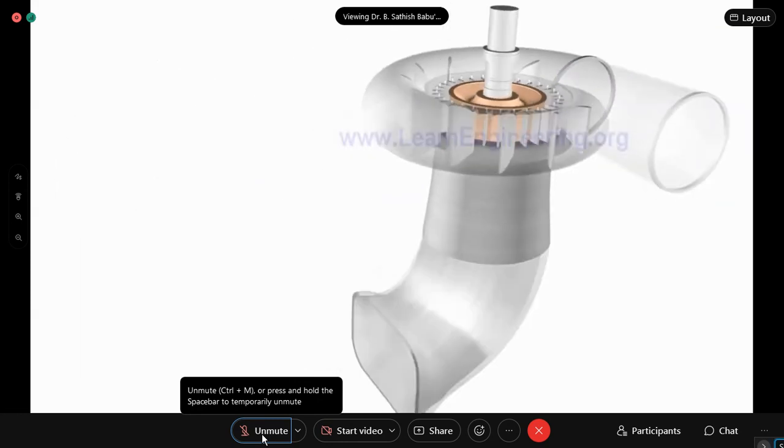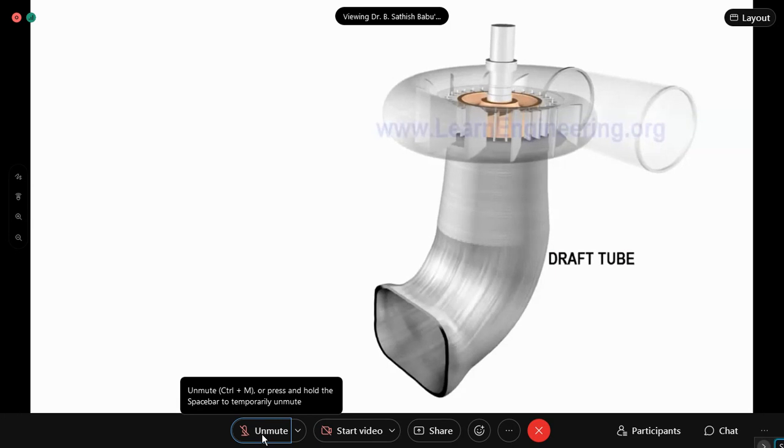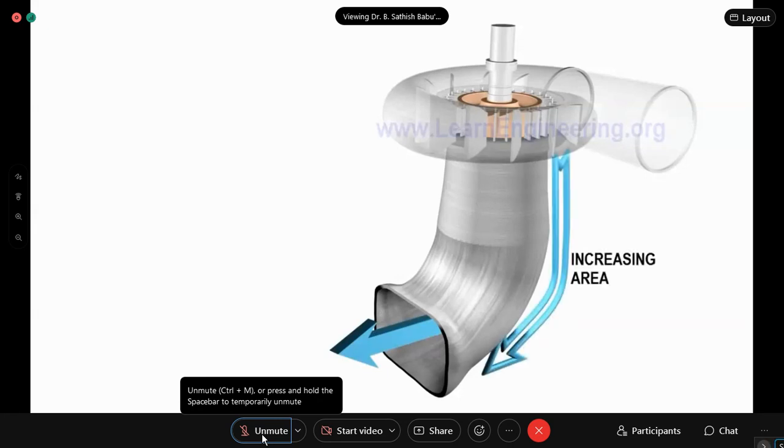Low pressure at the exit side of the turbine may cause serious problems of cavitation. So a carefully designed draft tube is fitted at the exit side to discharge the fluid out. The draft tube will transform velocity head to static head due to its increasing area and will reduce the effect of cavitation.